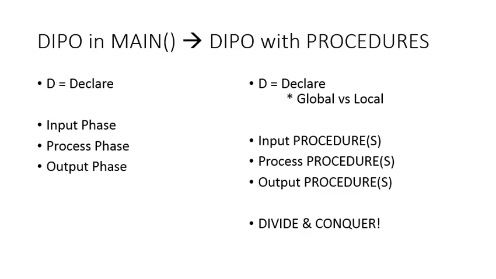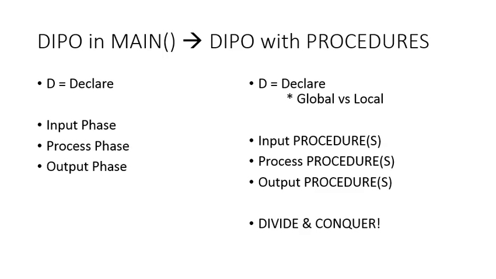Right, so as I've said before, the emphasis of this video is to explain how to come up with your subroutines and understand what they do. So we're moving away from just putting everything in the main program, input phase, process phase, output phase, and into declaring global versus local variables. And we then are going to have input procedures or process procedures and output procedures.